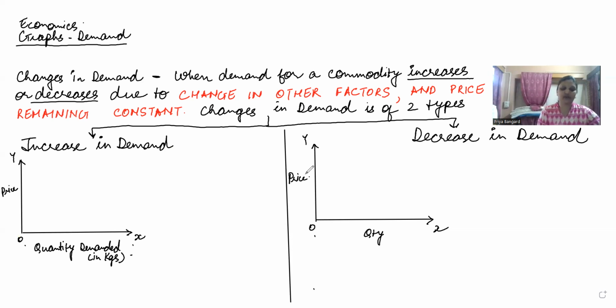For increase in demand, see, there was a price P. At the original price P, quantity Q was demanded. But now what happens is the price is constant, but maybe someone's income has increased, okay? Or maybe the season is such. If we take the example of woolen clothes, woolen clothes will be demanded in winter. So because of the change in season, the demand for something increased. The price of the sweater was 400 rupees earlier and it is still 400 rupees, but because of the change in season and change in income, the demand for that product increased.